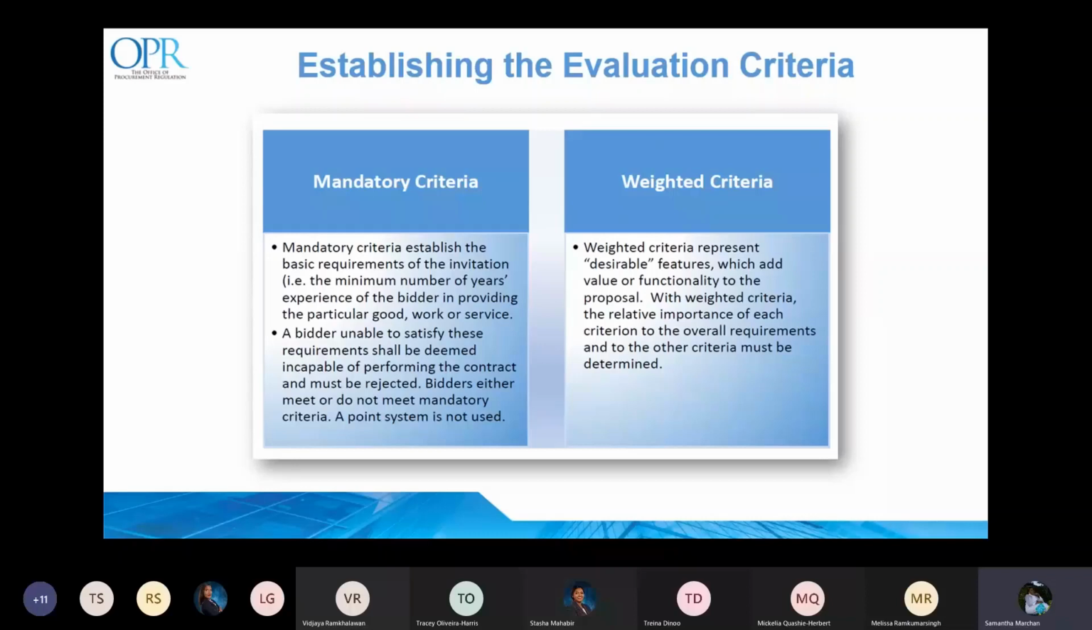The procuring entity must decide which criteria will be mandatory and which will be weighted. Mandatory criteria establish the basic requirements of the invitation, that is, the minimum number of years of experience of the bidder in providing a particular good, work, or service. And weighted criteria represent desirable features which add value or functionality to the proposal.